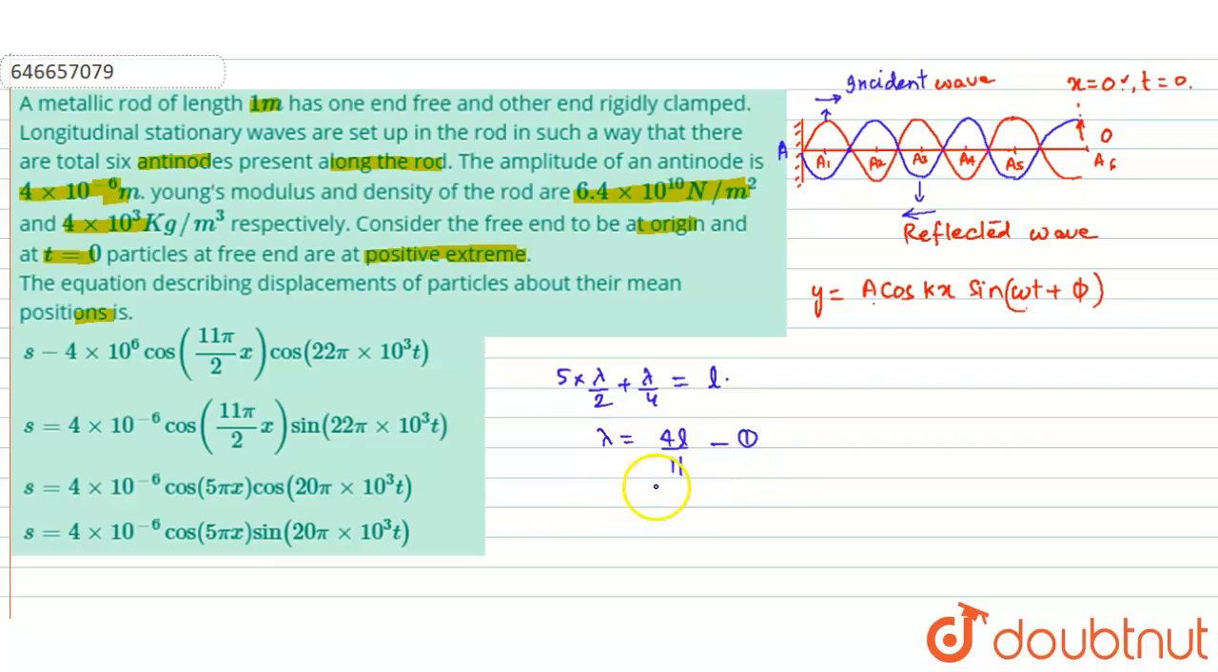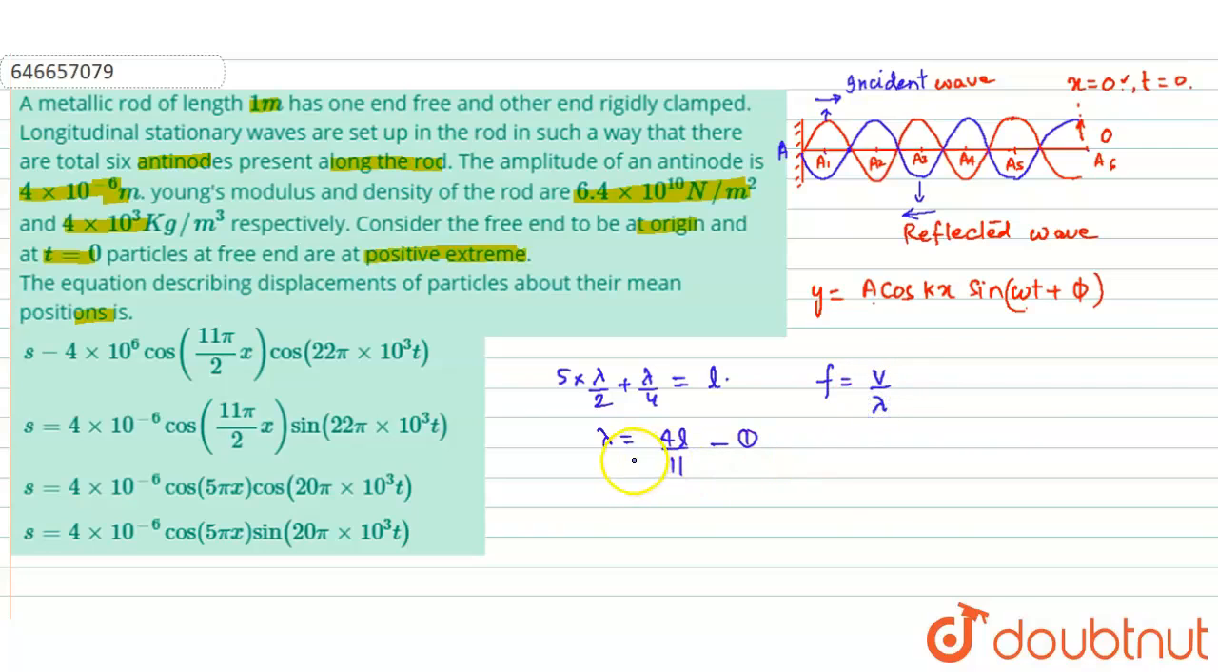Now you know the value of lambda, right? The next thing that we need to calculate is the frequency of this stationary wave. To calculate the frequency, we need the speed divided by the wavelength, right?